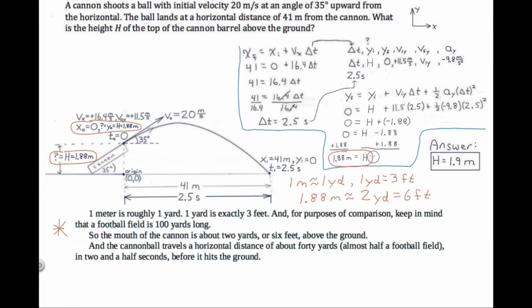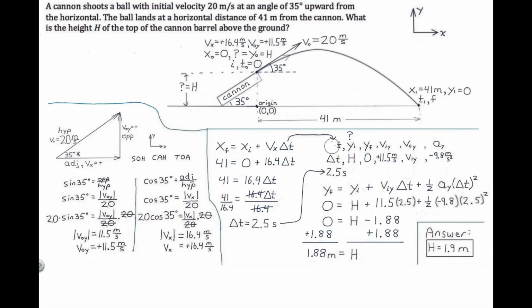Does the size of our result for h make sense? Well, if you're more used to using yards and feet in everyday life rather than using meters, then it will be helpful to know that 1 meter is roughly 1 yard, and 1 yard is 3 feet. So, 1.88 meters is roughly 2 yards, or 6 feet. I would say that yes, a height of 2 yards, or 6 feet, for the mouth of a cannon does make sense. Now let's do a recap of our work on this problem.